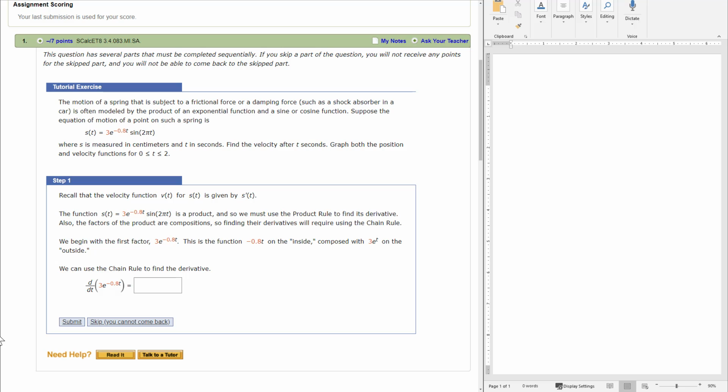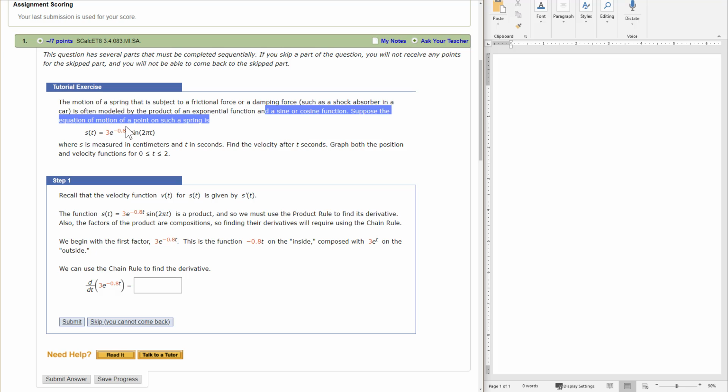Let's do a lab problem from section 3.4. This is problem number 1. The motion of a spring that is subject to a frictional force or damping is often modeled by the product of an exponential function and a sine or cosine function.